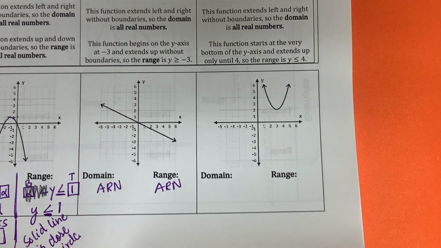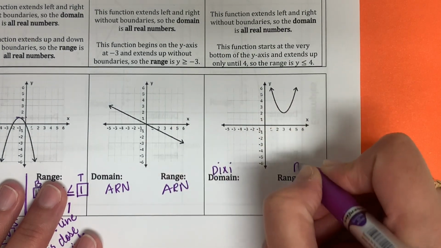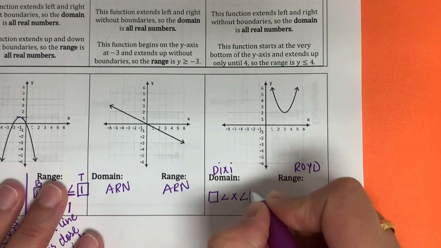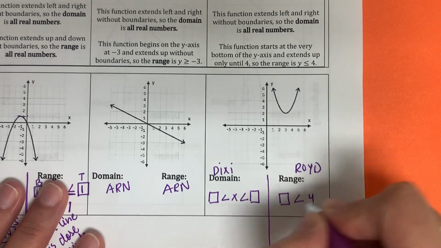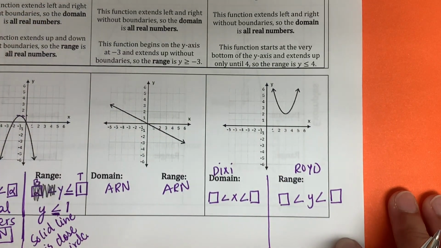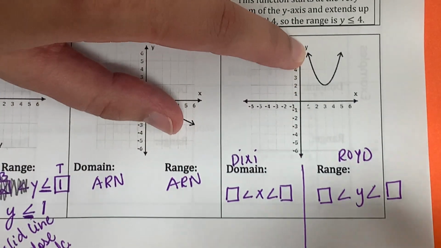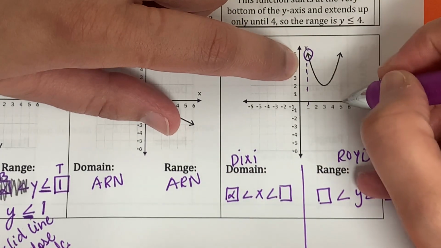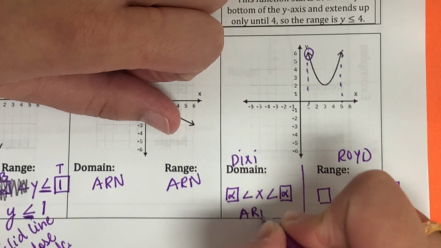Domain and range for this graph. The first thing you do is you put your notation. Domain is Dixie. Roid for range. Box less than x less than box, range box less than y less than box. Domain is read from left to right, so I need the leftmost point. The leftmost point over here is arrow, so infinity, and the rightmost point is also arrow, infinity, so this is all real numbers.